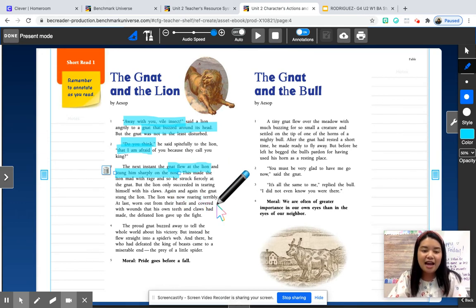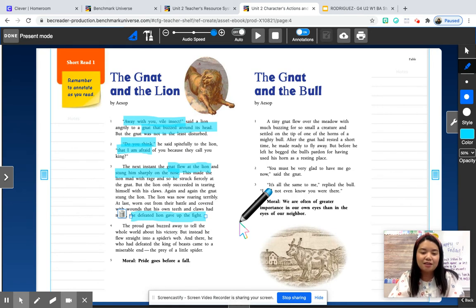"Again and again, the gnat stung the lion. The lion was now roaring terribly. At last, worn out from their battle and covered with wounds that his own teeth and claws had made, the defeated lion gave up the fight." Did you think that the lion would win the fight? If so, your prediction was wrong, right? The lion was defeated and he gave up. So I also highlighted that because that is our conclusion to the two characters' fight.